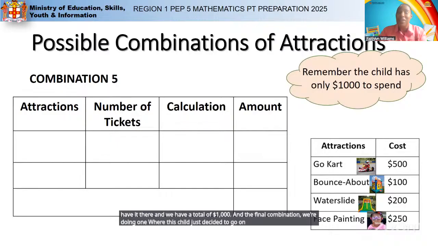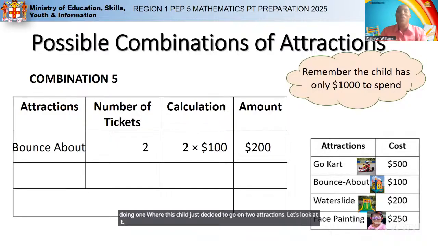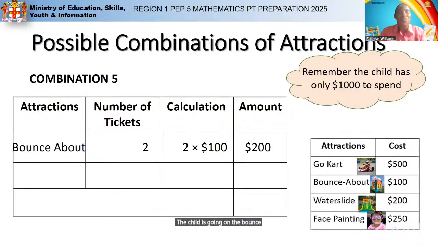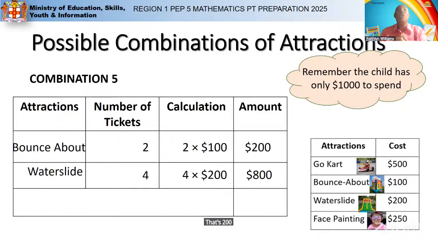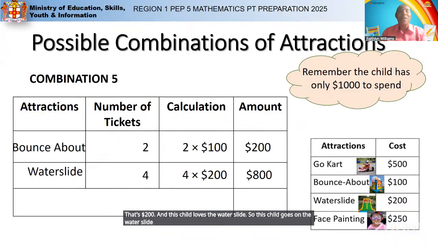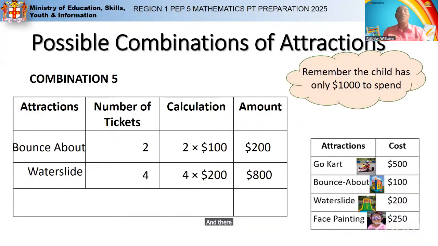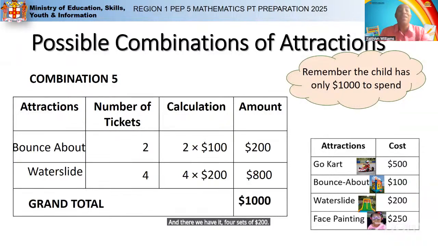And the final combination, we're doing one where this child just decided to go on 2 attractions. But let's look at it. The child is going on the bounce about 2 times. So that's 2 times $100, that's $200. And this child loves the water slide. So this child goes on the water slide 4 times. And there we have it. 4 sets of $200, $800, and this child has maximized their $1,000.